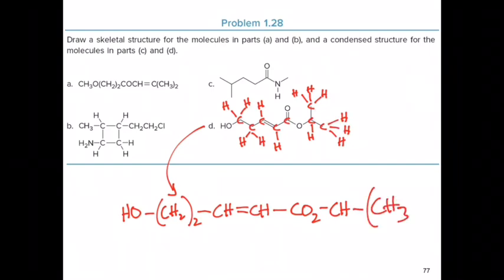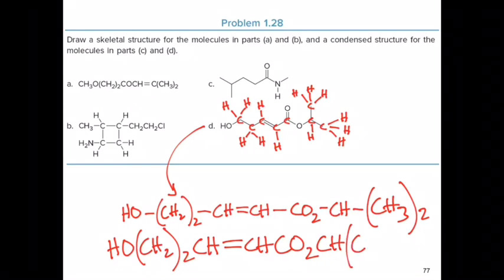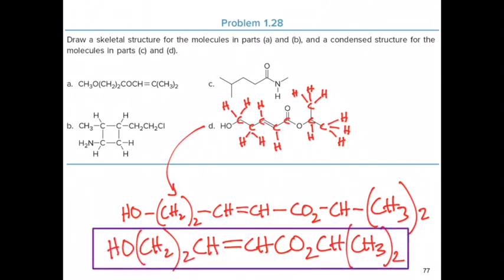So CH3, 2. Now we can get rid of the bonds, except for maybe this double bond right here. So you want to specify that the 2 carbon atoms are double bonded together. So now we have HO parentheses CH2 in parentheses, and then the subscript 2 followed by carbon hydrogen double bond to another carbon hydrogen. And then CO2 CH parentheses CH3 and then 2 outside. And this is the condensed structure for this molecule.